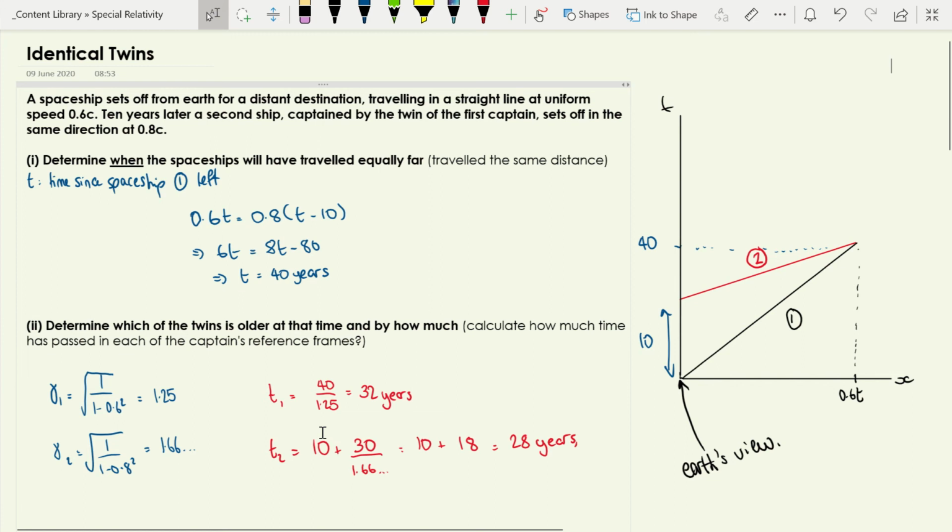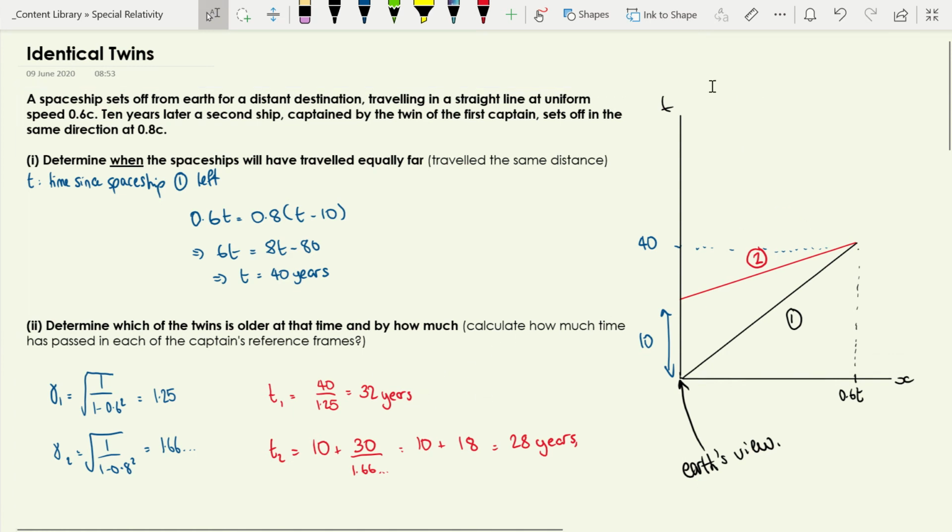Captain 2 is a little bit more fiddly because 10 years pass in Earth's reference frame, so that time isn't affected. The 30 years left, however, would be affected by the gamma factor. So a total time of 28 years passes for Captain 2. So you can see at the other end, we'd expect an observer on Earth to be 40 years older, but Captain 1 is only 32 years older, Captain 2 is only 28 years older, so we've got an age difference of 4 years there. So Captain 2 is 4 years younger, biologically speaking, if you like.